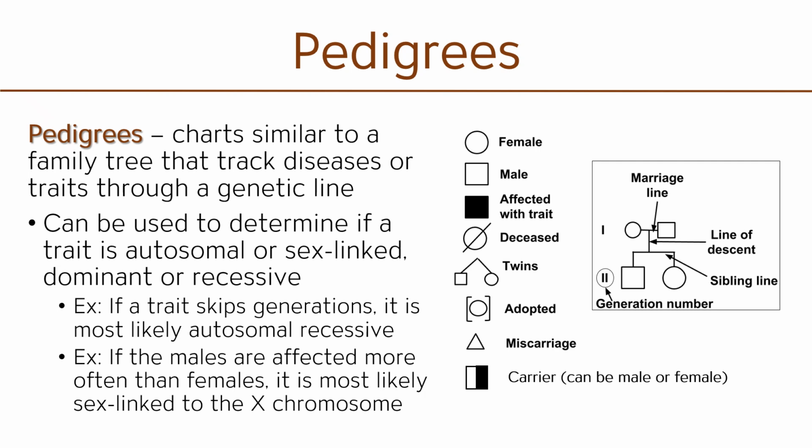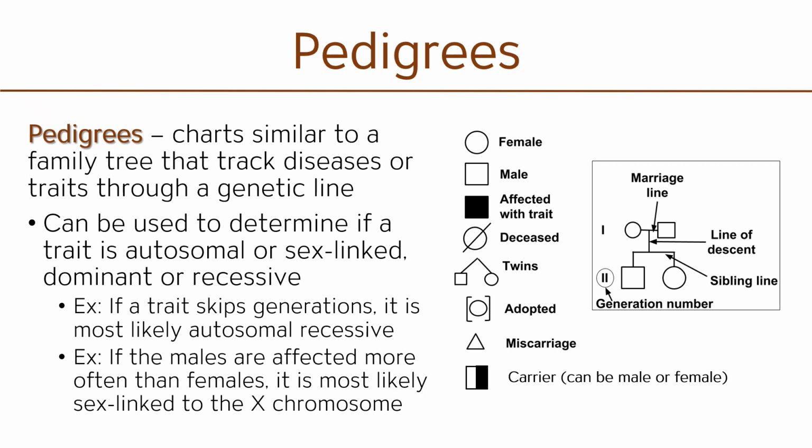And if any of these siblings were to have their own pairing, they would have a horizontal line connecting them to their spouse or mate, and then they would have a line drop down for the third generation with their offspring. So that's the basic structure of them.